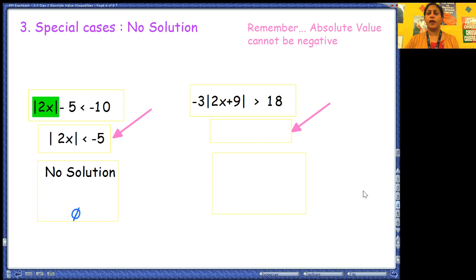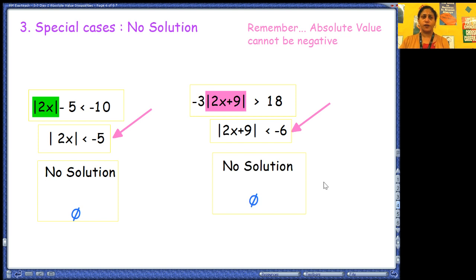Similarly, if we have an absolute value that looks like so, you're going to take your highlighter and identify the absolute value, and then you're going to isolate it. We're going to divide both sides by -3. The sign will change, and now it says that the absolute value of 2x plus 1 has to be less than -6. But since absolute value cannot be negative, this one has no solution either.